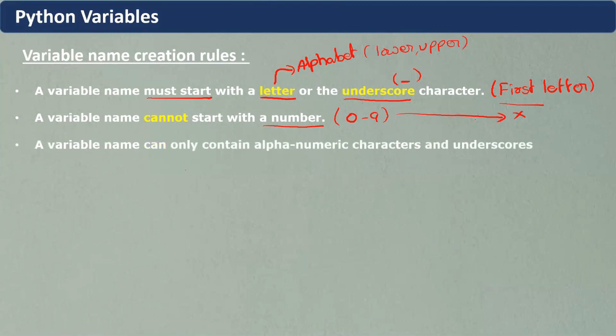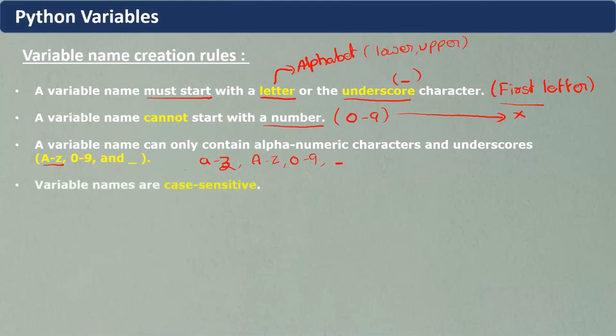And at the same time, a variable name can only contain alphanumeric characters and underscores. That is, alphabets small a to small z and capital A to capital Z, 0 to 9, and then underscore. Only these we are going to use to form the variable name.